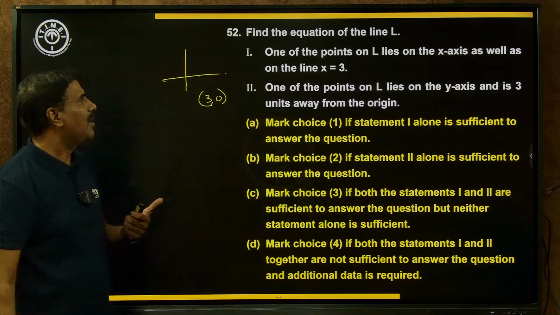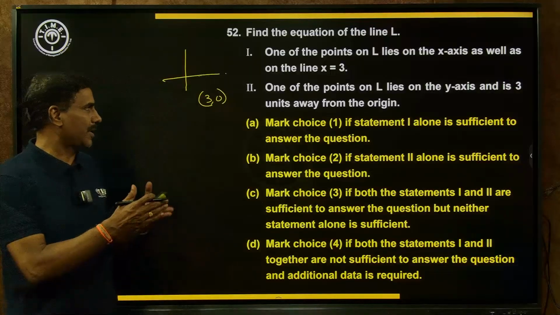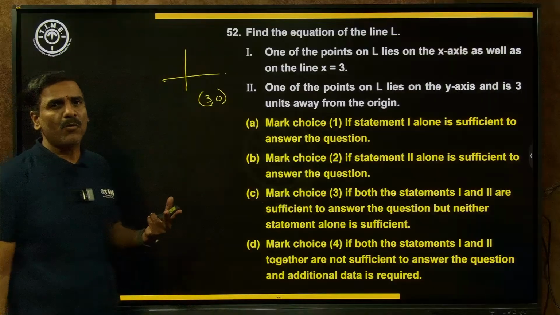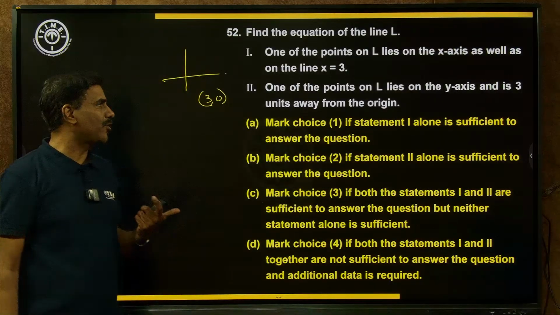With the second statement, we are not able to find the equation because we don't know the other points through which the line is passing, because we have to know a minimum of 2 points, or at least 1 point and 1 slope, to find the equation of the line and answer the question.